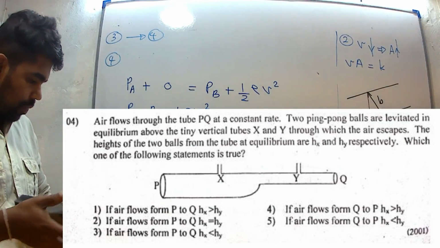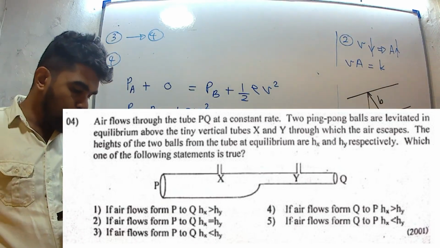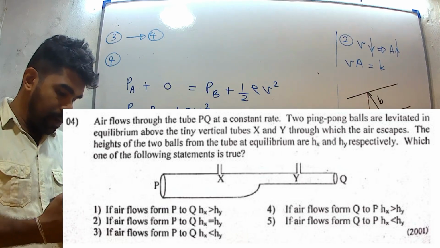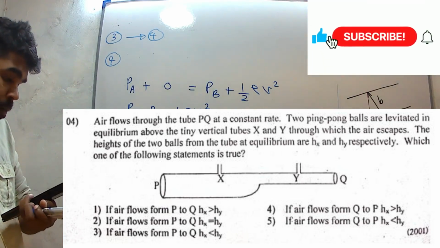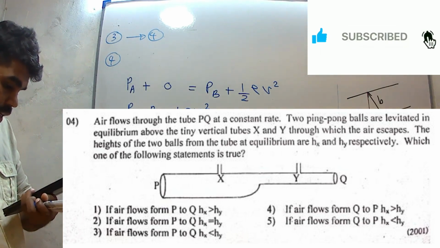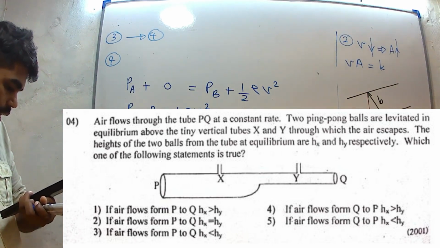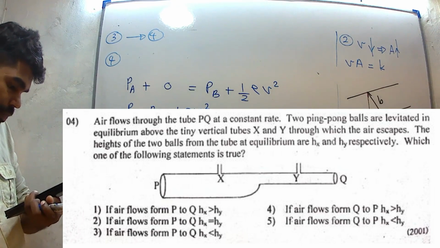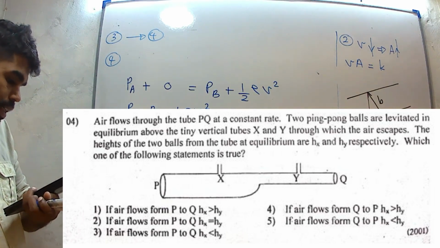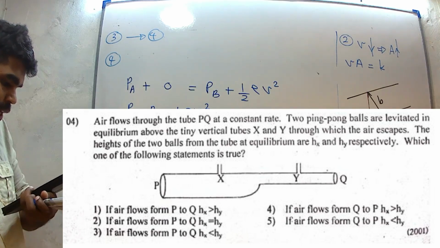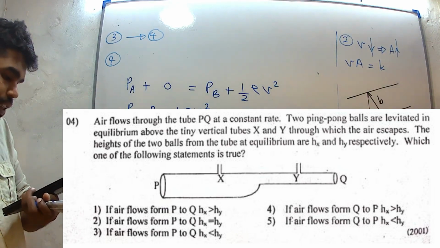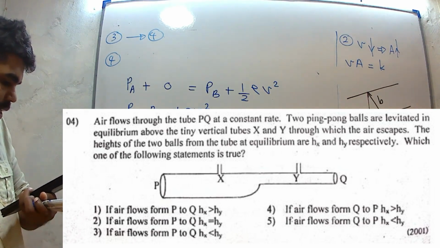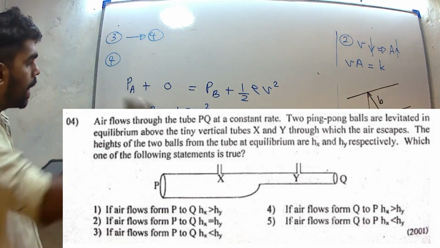Fourth one, airflow through the tube PQ at a constant rate. Two ping pong balls are levitated in equilibrium above the tiny vertical tubes X and Y, through which the air escapes. The height of two balls from the tube at equilibrium are Hx and Hy respectively. Which one of the following statements is true? We have to compare Hx and Hy values.